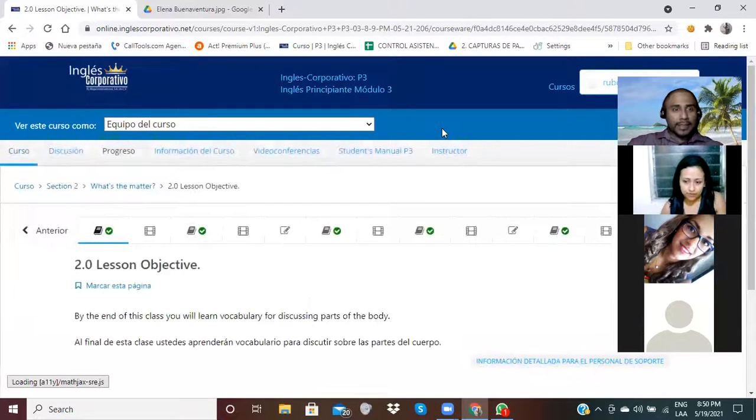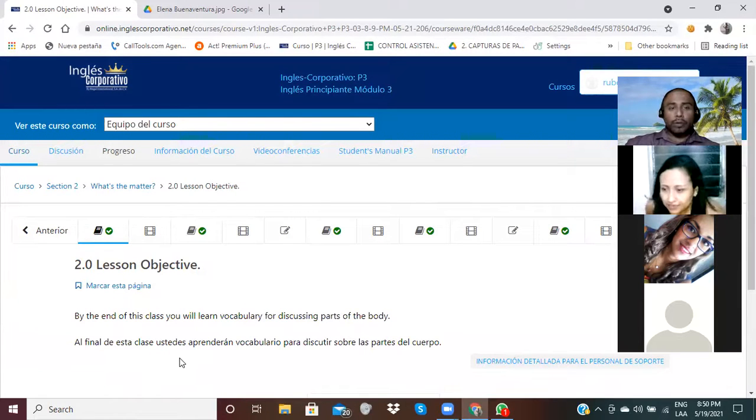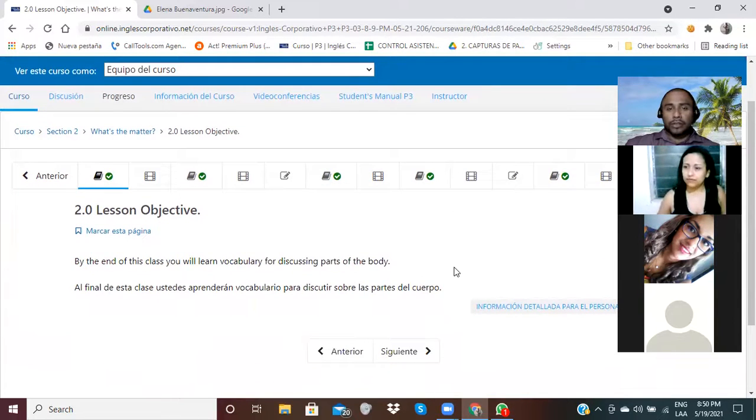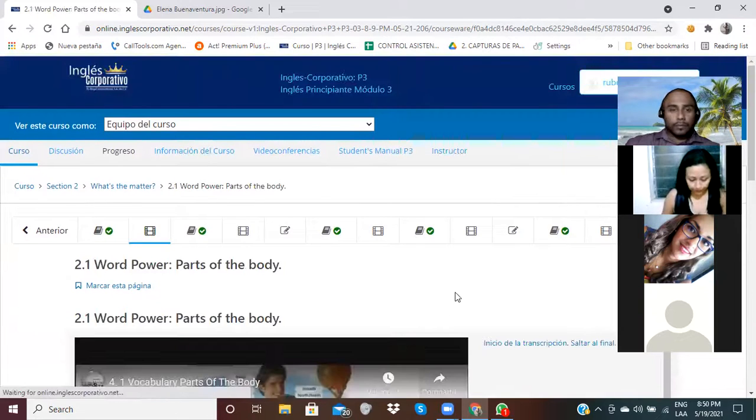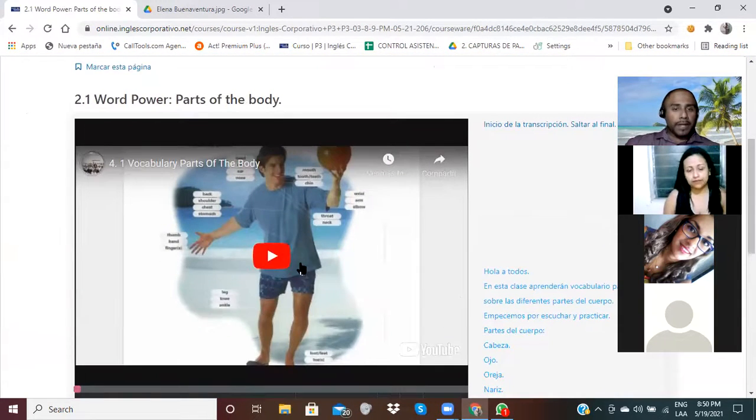All right. We're going to move forward to section two. By the end of this class, you will learn vocabulary for discussing parts of the body. Al final de esta clase, ustedes aprenderán vocabulario para discutir sobre las partes del cuerpo. Parts of the body.